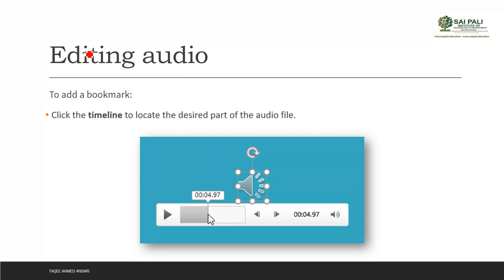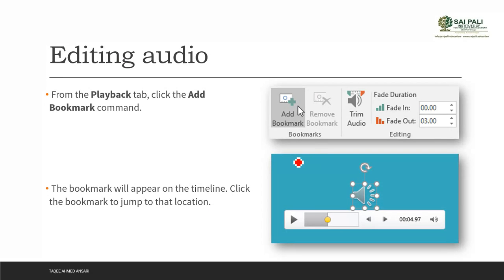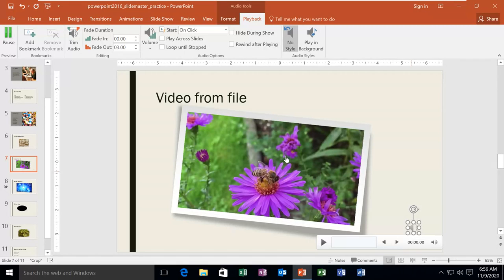Then we can also add a bookmark to the audio file. Just select where you want to add it, and then again go from here, bookmark, and add the bookmark. And if you want to remove it, you can remove it from here. So if you want to add a bookmark somewhere, put your timeline there and then add the bookmark, which can help you jump. And if you want to delete it, select it again and then click remove.